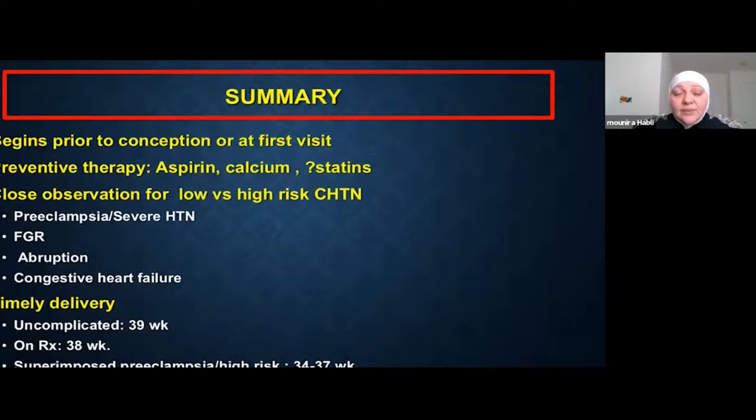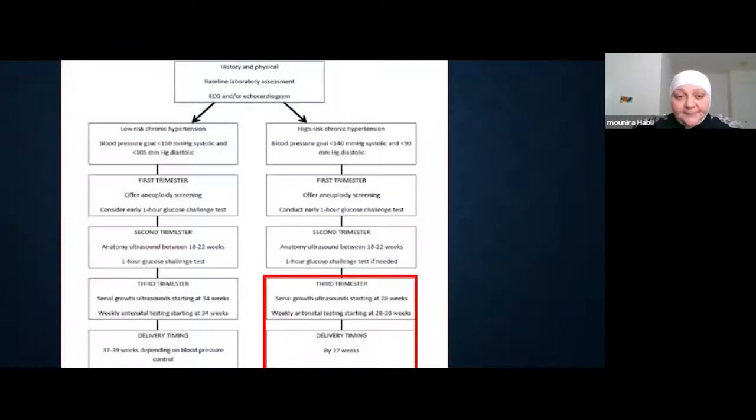In summary, we always need to have counseling prior to conception, and preventive aspirin and calcium in all patients at first degree, and I will speak about investigational prevention with statins, and close observation for low versus high risk chronic hypertension. Both have the complications of preeclampsia, IUGR, abruption, but the frequency is different. Timing of delivery in general is 39 weeks for uncomplicated, 38 weeks on treatment, and 34 to 37 weeks for superimposed preeclampsia, based on whether there are severe or non-severe features that are included in the diagnosis of chronic hypertension with superimposed preeclampsia.